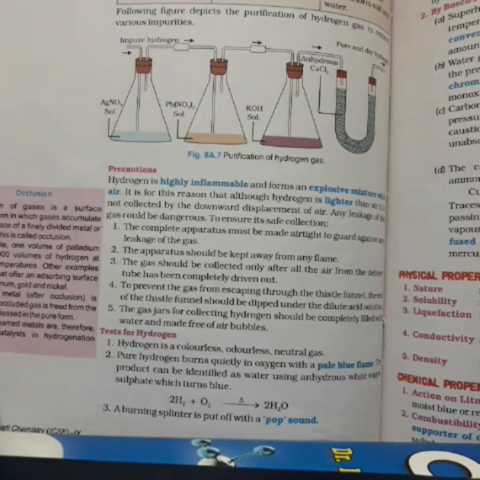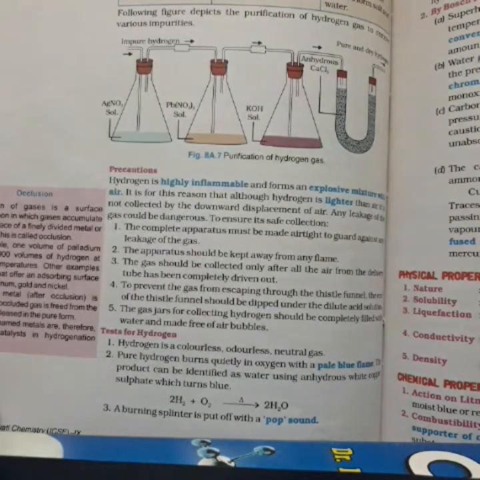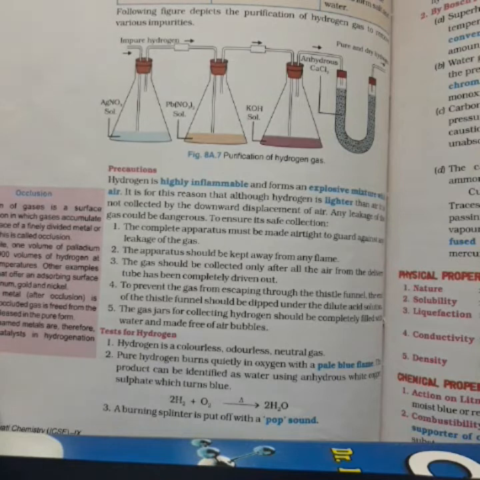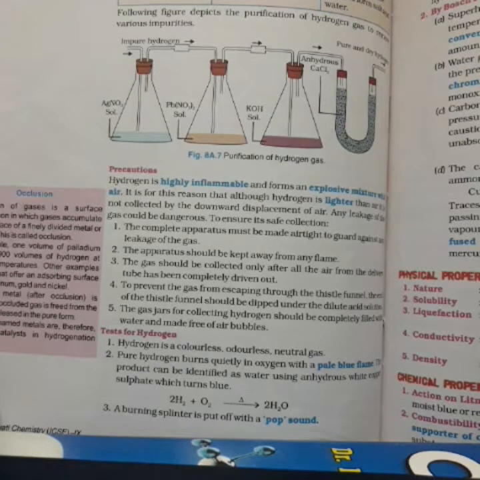One more question normally asked: hydrogen is lighter than air, still it is not collected over air. Why? Because it forms an explosive mixture with air. That is why, though it is lighter than air, it is not collected by the downward displacement of air. Hydrogen gas is collected by the downward displacement of water. Okay, this point is clear. Then one thing more you should remember, that pure and dry hydrogen is collected over mercury also. But for the method of collection, you write this only: it is collected by the downward displacement of water.